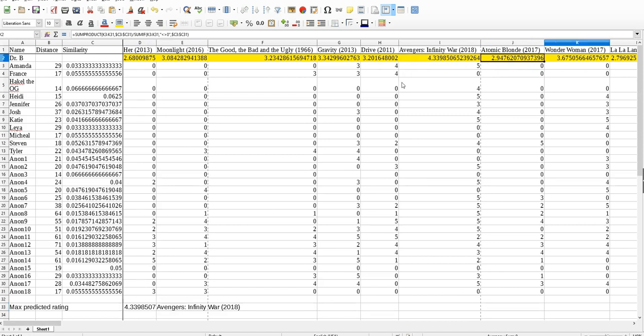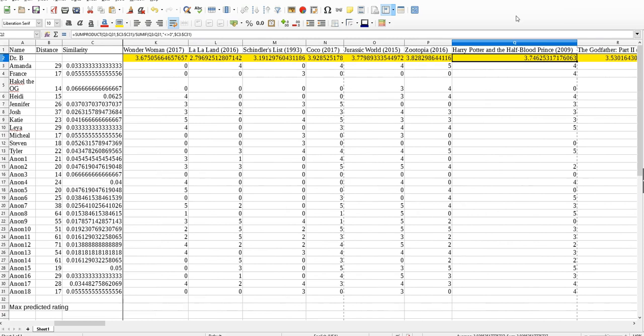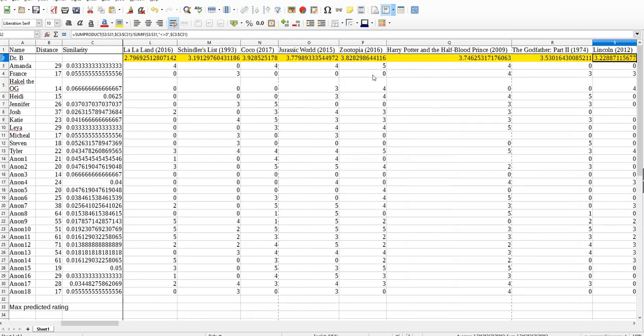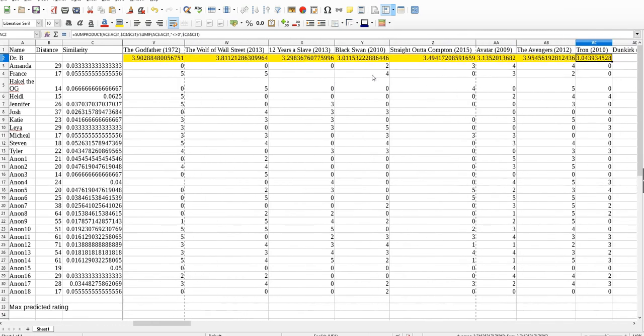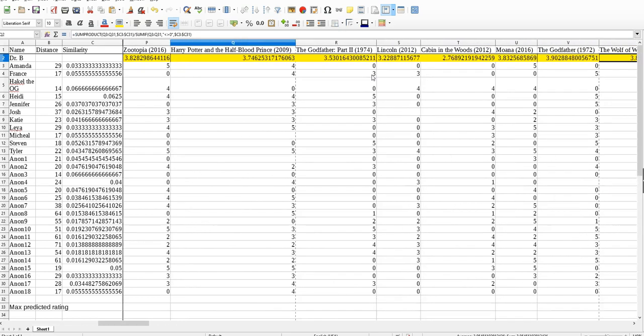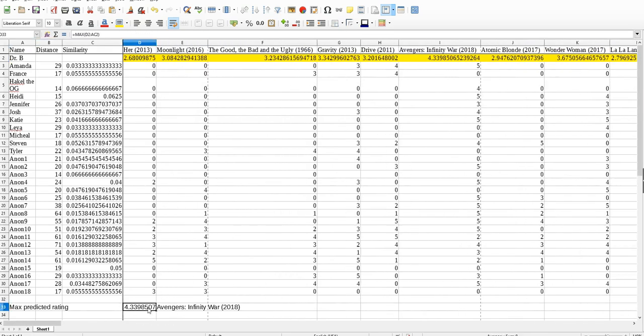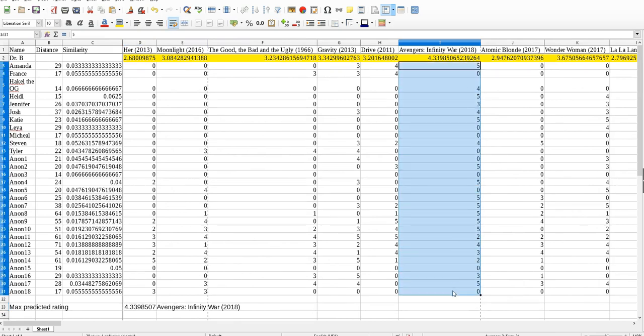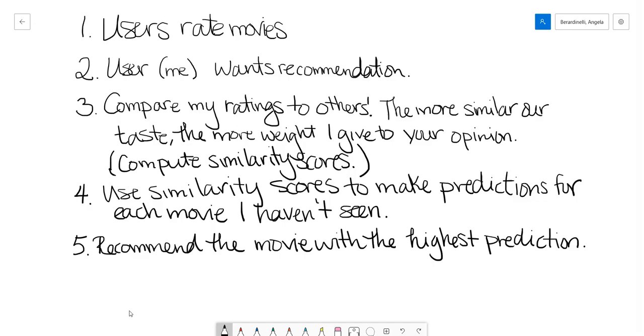There are some other movies it thinks I'll like, some high 3s, maybe some other 4s over here. No, I guess not. But there are other movies that it thinks I'll like a lot, but none of them as much as Avengers Infinity War. And looking at your ratings, most people rated it a 4 or a 5. And so that's what's bringing up the predicted value, even though you aren't that similar to me, but the ratings are high. So that completes the algorithm.